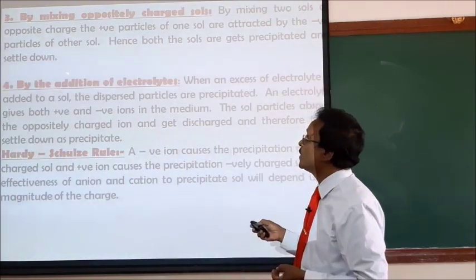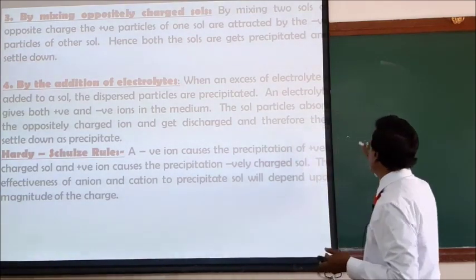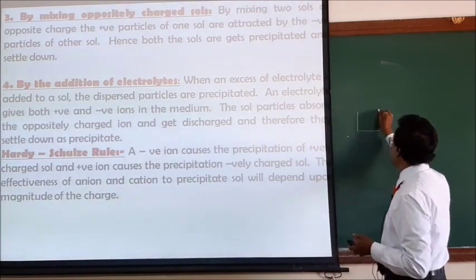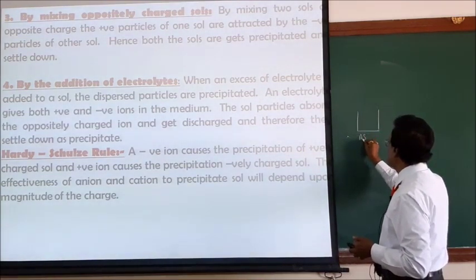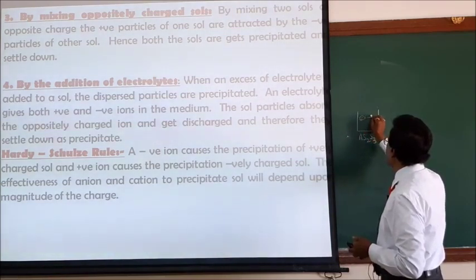One more method is by mixing oppositely charged salts. Suppose I take arsenious sulfide, As2S3. It consists of only negatively charged particles.